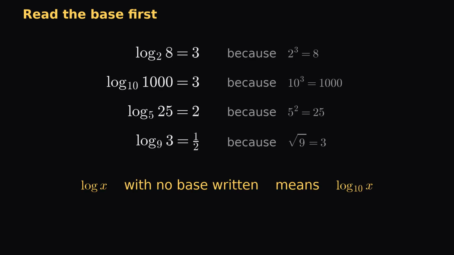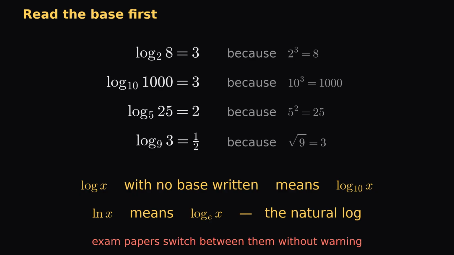2 of those are worth saying out loud. If there's no base written, just log, it means base 10. And if you see ln, that's log base e, the natural log. Exam papers switch between them without telling you, so read the base first, every time.